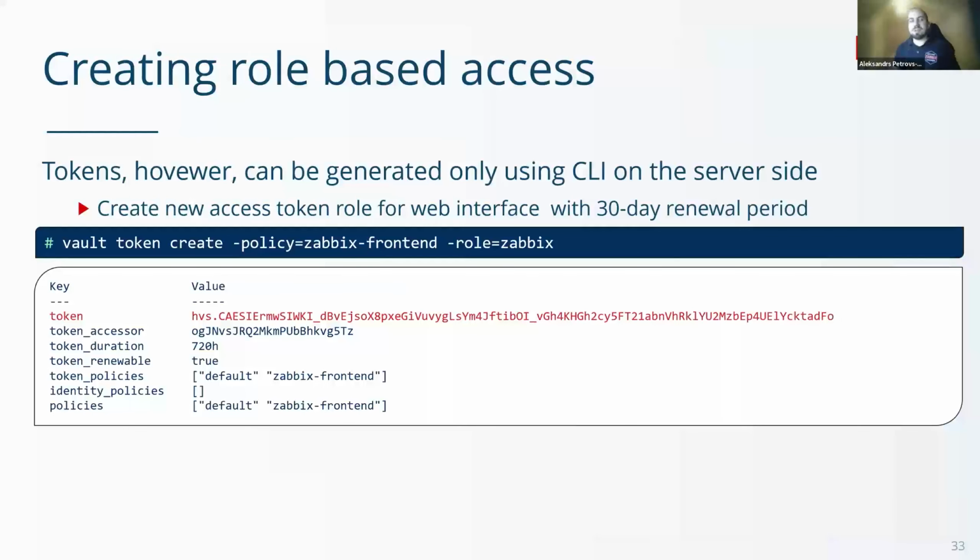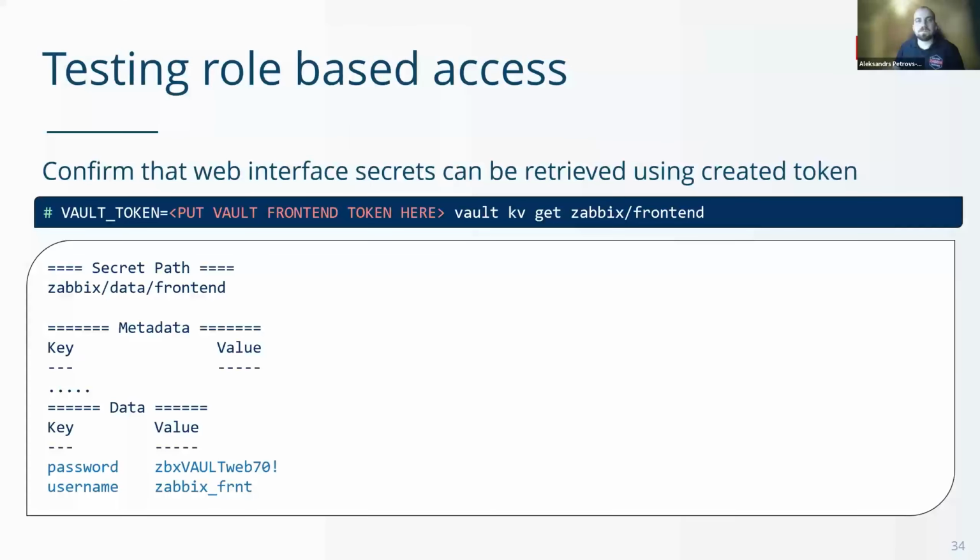I still don't have a role, so just at this moment, I will need to go to the backend itself, and now I can create a role based on the policy that I've created, and the role name will be Zabbix. And as soon as I will execute this command, the token will be generated, token which has access only to frontend database credentials. And as you can see, it will be alive, you could say, or usable for 1 month. If you wish, you can confirm by using this command right here that indeed you did everything correctly, right? That the secrets are there and token has access to them.